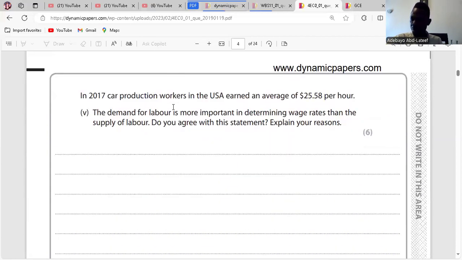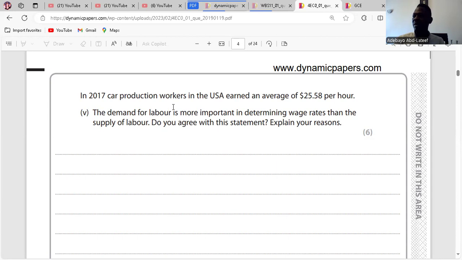Question 4. In 2017, car production workers in the US earned an average of 25.58 per hour. Demand for labor is more important in determining wage rates than supply of labor. Do you agree with this statement? Explain your reasons. First, you have to define demand for labor and supply of labor.